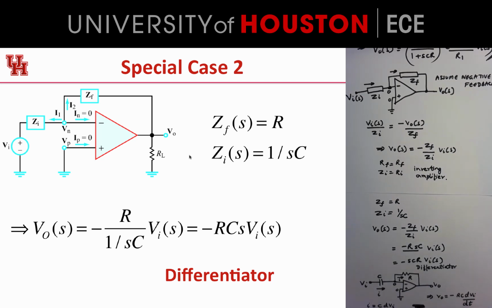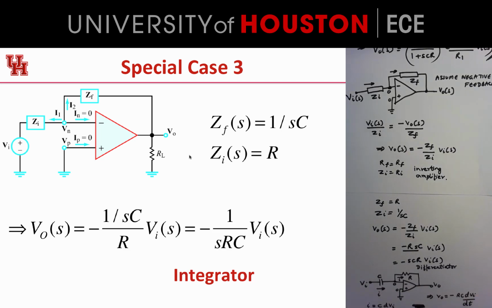Okay, so all of this makes sense. So this is a beautiful differentiator. Okay, so it checks out both ways. Now let's swap the resistor and the capacitor and see what happens.